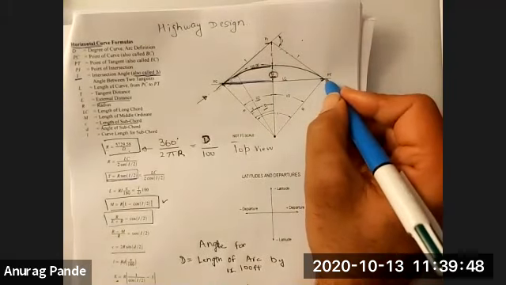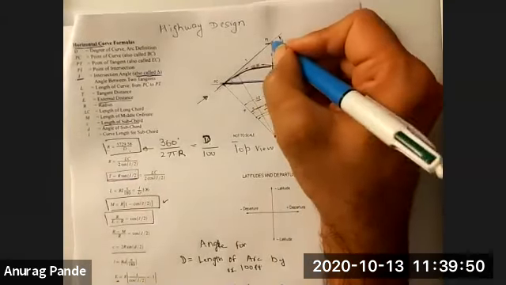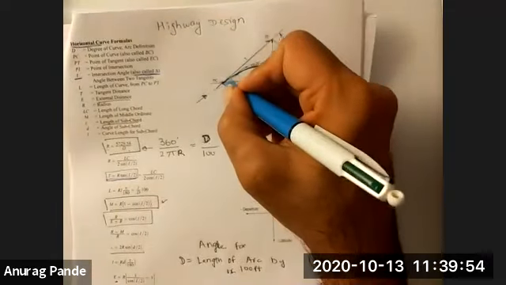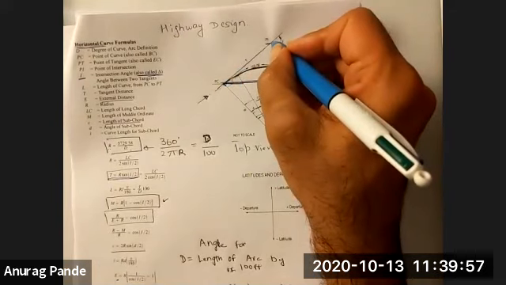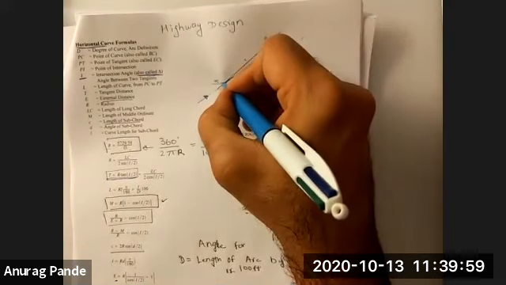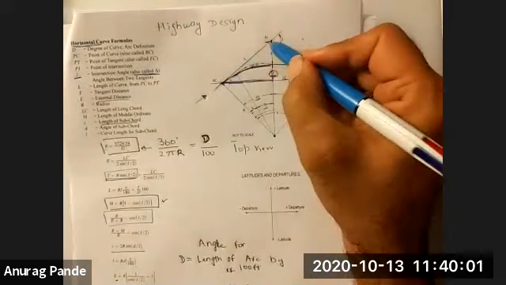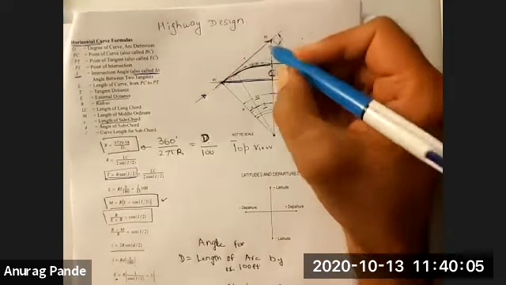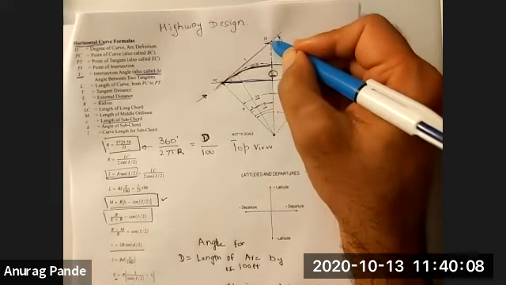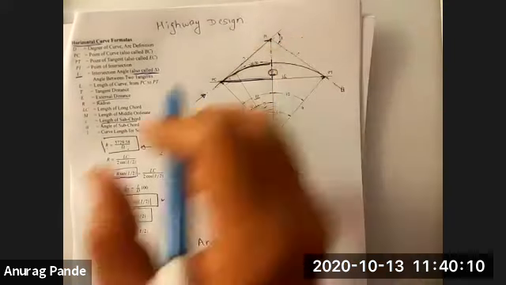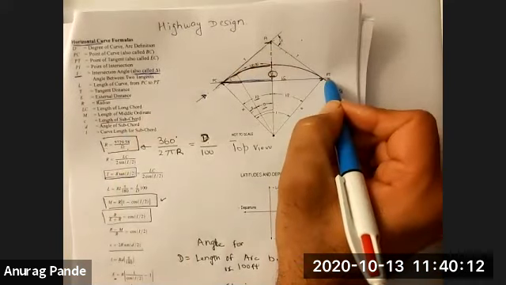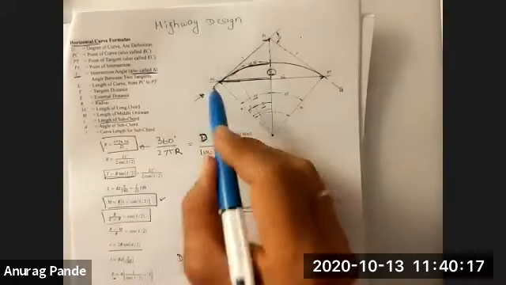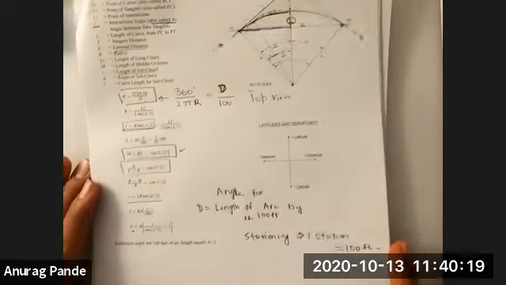PT is the point of tangency. That's where the curve ends. And PI is the point where the tangent would have met. Now, if you want to find the stationing of PI, you take the stationing of PC and then you add the tangent length to it. And you'll get the stationing of PI. It'll be clearer when we do example problems. But if they ask you stationing of PT, you don't figure it out from stationing of PI.